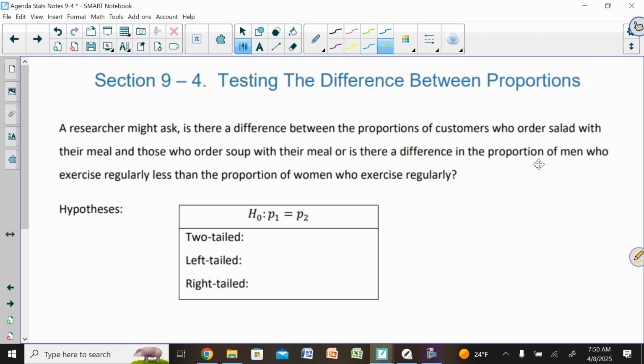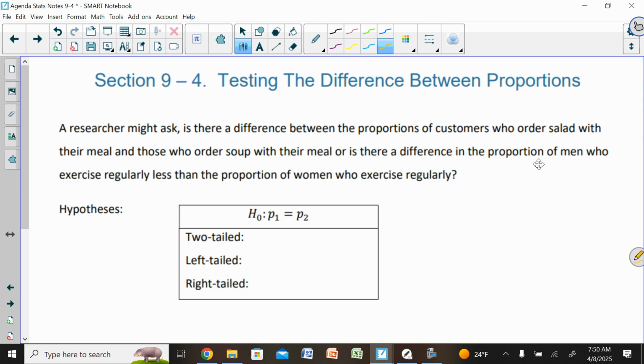Hi, Stat students. Let's get started on section 9.4, testing the difference between proportions. So far this chapter, we have tested the difference between means, both independent large samples and small samples, and then our paired samples or our dependent samples. So now we're going to proportions.